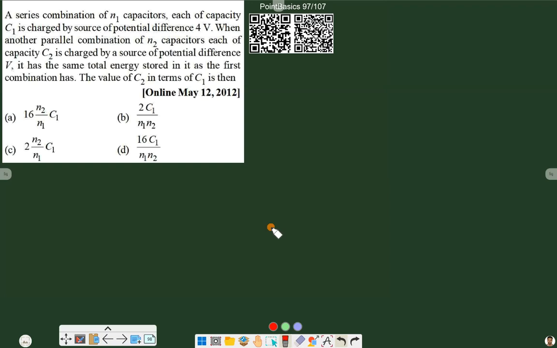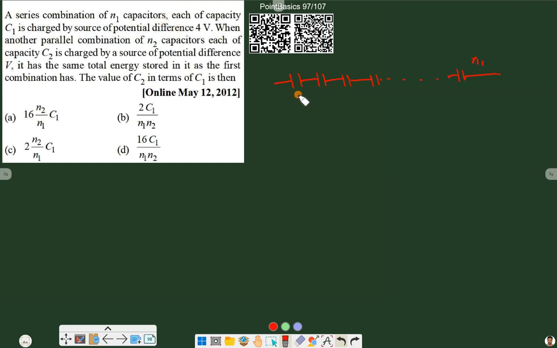So first, here it is mentioned a series combination of N1 capacitors. So we have N1 capacitors. Suppose this is the first, this is second, a third, and up to N1 capacitors.